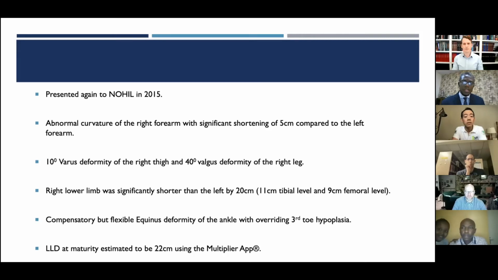She had a compensatory but flexible equinus deformity of the ankle with an overriding torso hypoplasia. I used a multiplier app to estimate the limb length discrepancy at maturity, which was estimated to be 22 centimeters. That was the total discrepancy she will have needed. So just as a panelist, seeing this case, how would you approach the correction of limb length difference in this child?